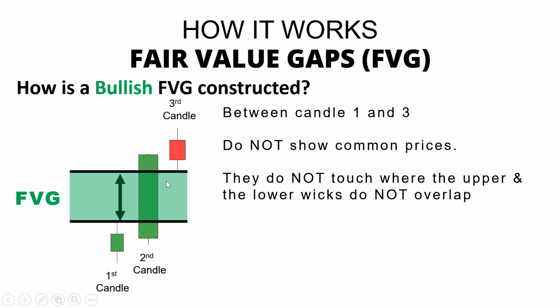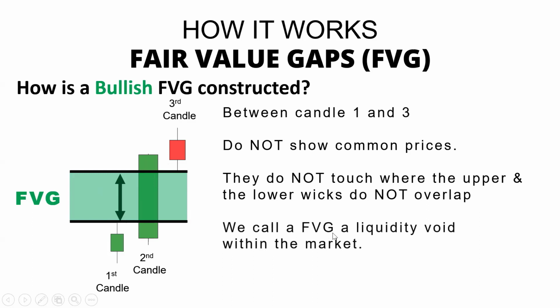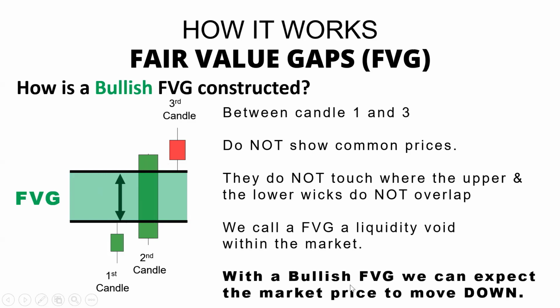They do not overlap. So even though the second candle has orders filling within the first and third candle, between the first candle and the third candle, there are no overlapping prices. Hence, it's called a fair value gap. So we call a fair value gap a liquidity void within the market. So with a bullish fair value gap, we can expect the market price to move down. And why is that? Because we want the market to rebalance and fill in the orders that were not overlapped.